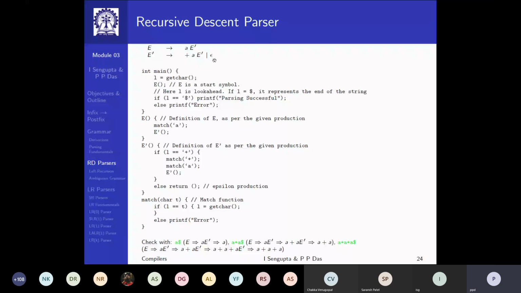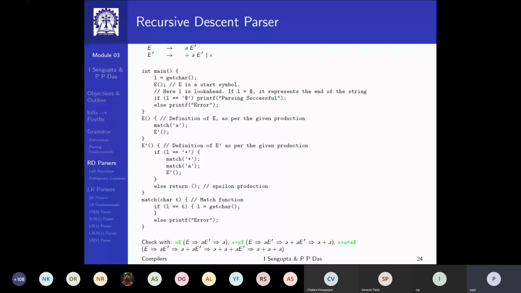So I cannot obviously detect not producing anything in the input. So what I'll have to detect is whether I get a plus. If I got a plus, I'm going fine. If not, then I don't expect to consume anything and just say that this rule of E prime producing epsilon is vacuously true because it's not expected to produce anything. So let's see how we do that.